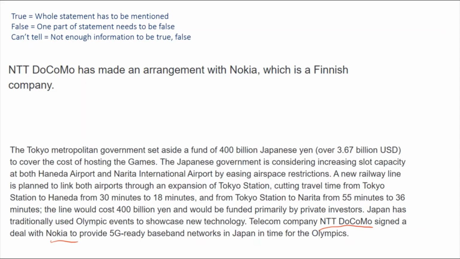So is this correct? No, it's not correct, because the second part says, which is a Finnish company, but nowhere in the text does it mention that Nokia is a Finnish company. Even if you know it is, you can't say it is true because it's not mentioned in the text. So this therefore will be can't tell, even though the first part is correct, but the second part isn't. Therefore, you can't assume that the second part is correct. You'll have to find it in the text, but you can't find it in the text. Therefore, it is can't tell.